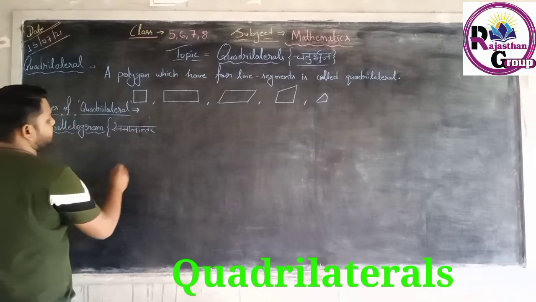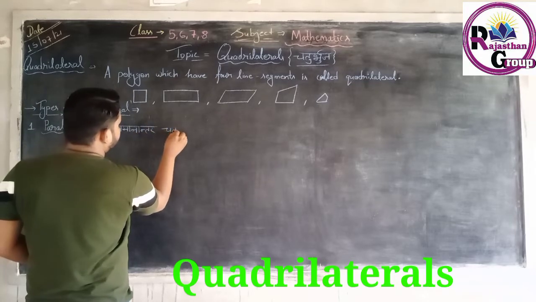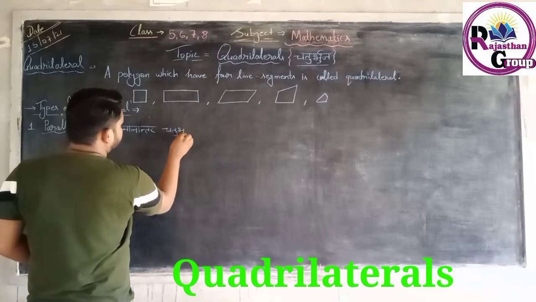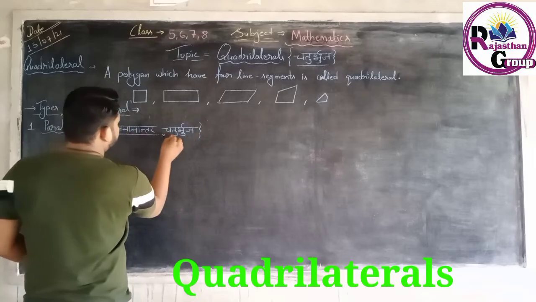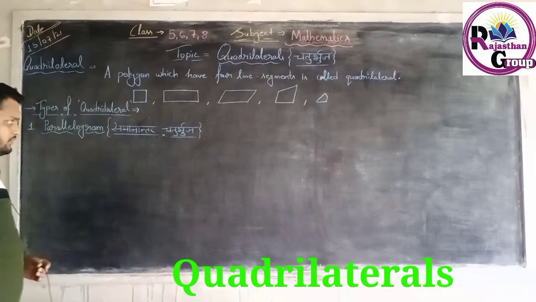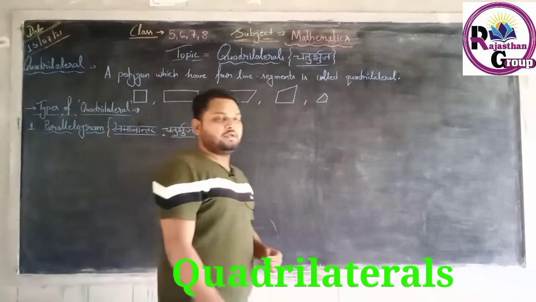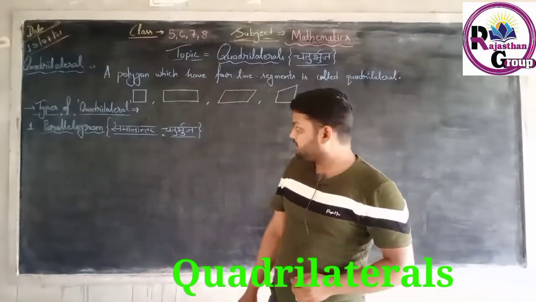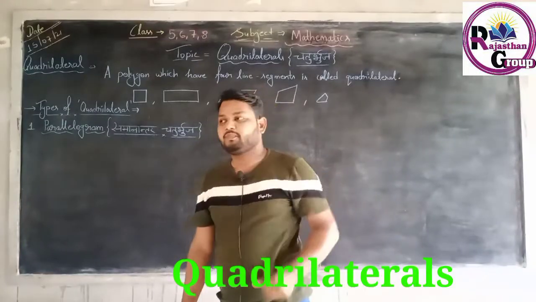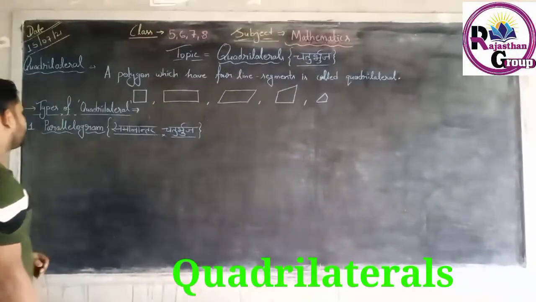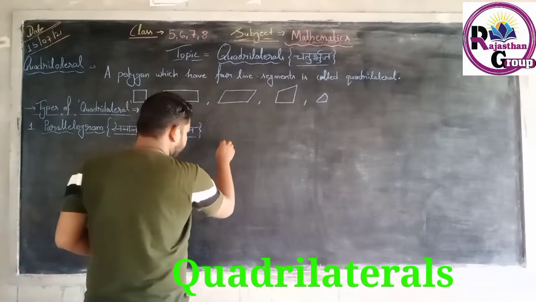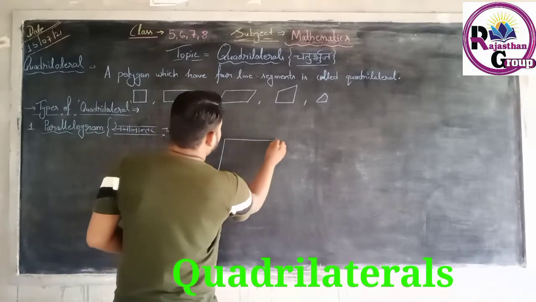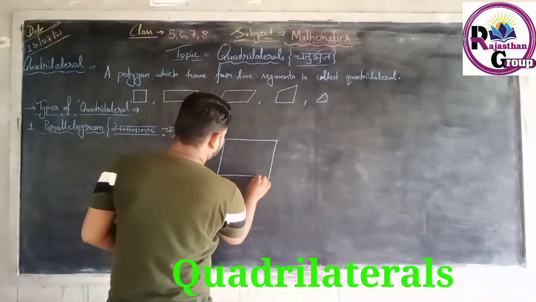समानांतर चतुर्भुज. What is the definition of it? I will explain the definition by points, and you can easily understand all the points. First of all, we make the diagram of a parallelogram. Students, this is the figure of a parallelogram.